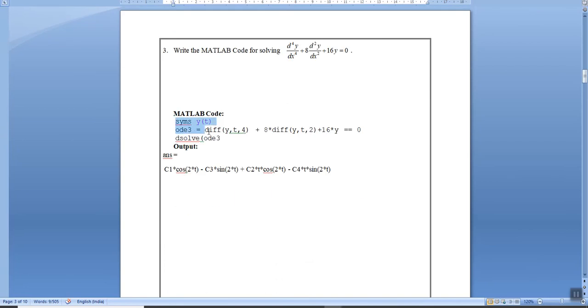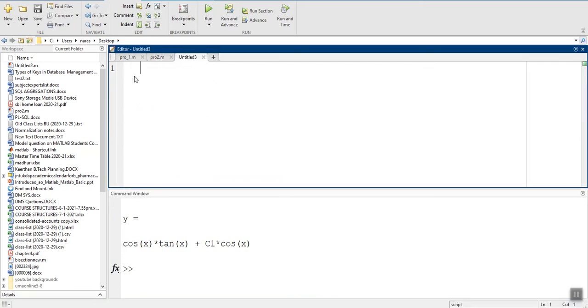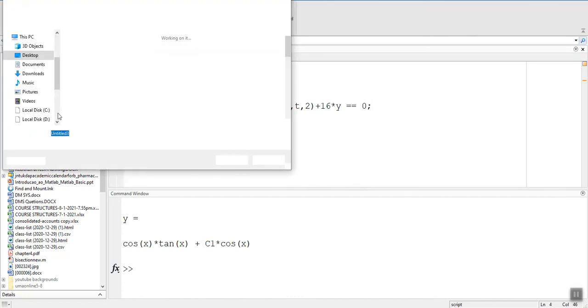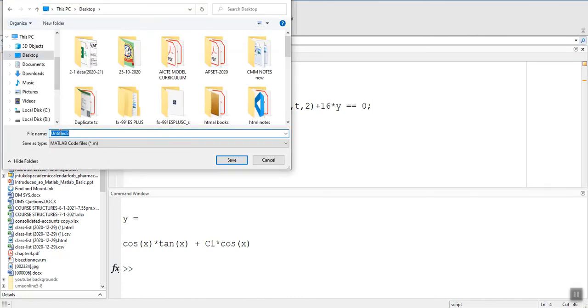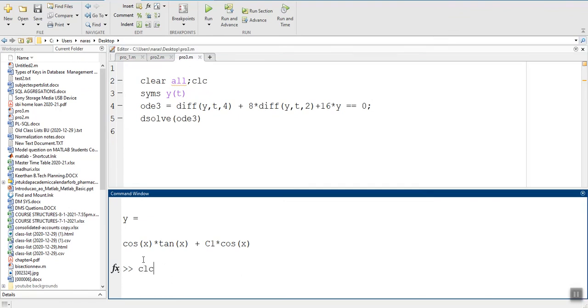Now very simple. Okay, in our software, take a new script, so clear all, CLC also, I will write CLC. So, here bracket is missed, here use semicolon. Okay. You will get the solution. Now save the problem as pro 3. Okay. Pro 3. Okay, I will clear the screen, CLC.